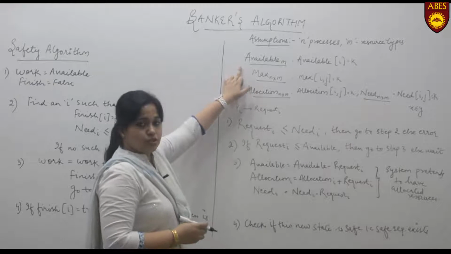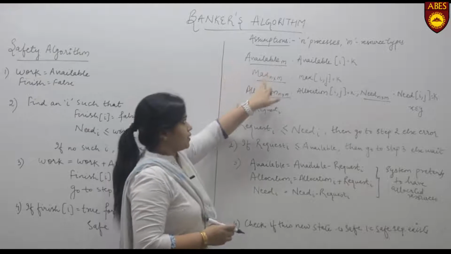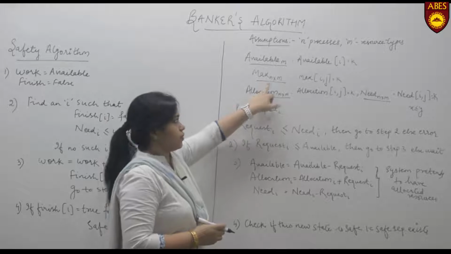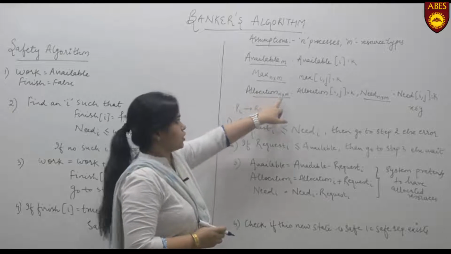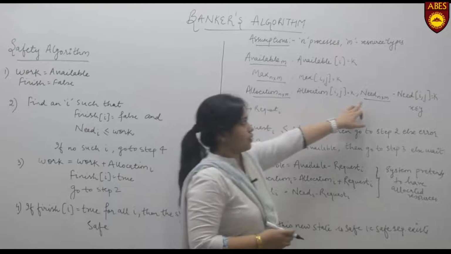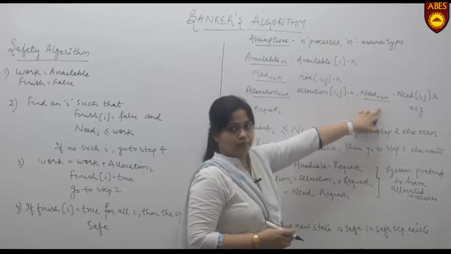The available vector is of dimension m, the maximum matrix is of dimension n by m, the allocation matrix has the dimension n by m, and the need matrix has the dimension of n by m.